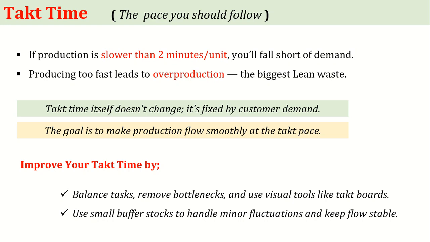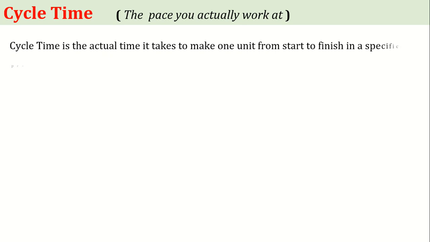Now let's move to cycle time. This is the real-world speed of your process. Cycle time is the actual time it takes to make one unit from start to finish in a specific process. It reflects the true pace of production for that step in the process. Let's review two very simple examples here.